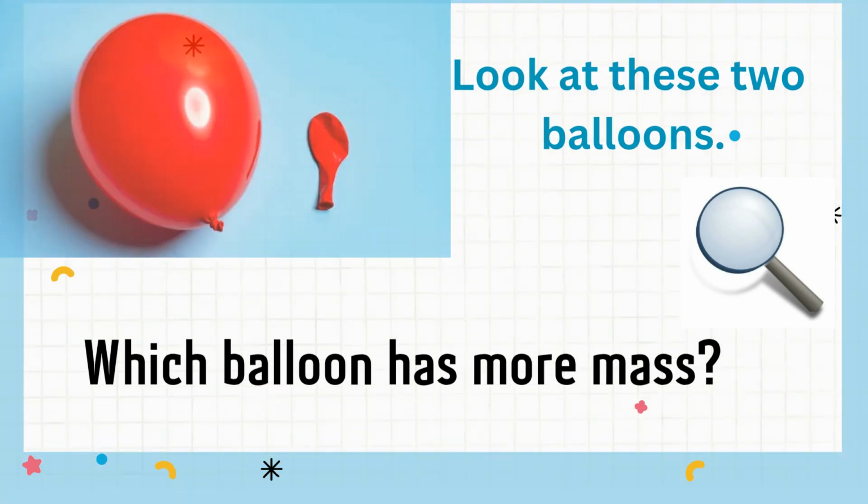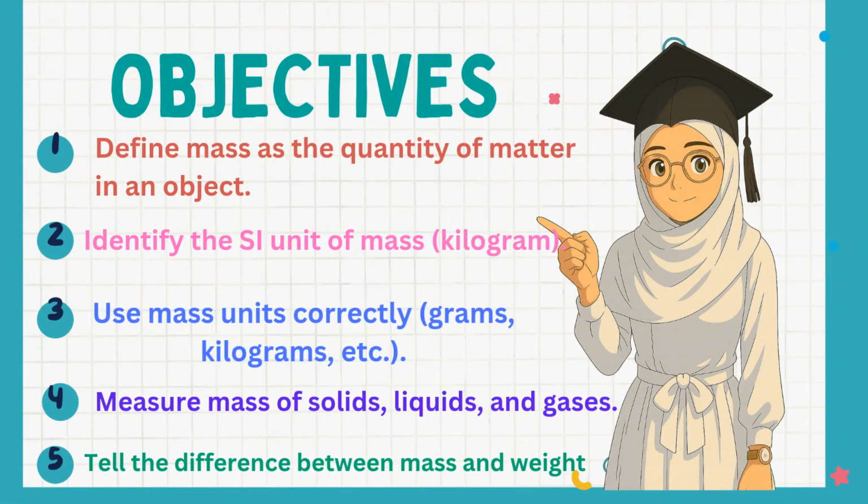Let's find out. By the end of this lesson, you will be able to: 1. Define mass. 2. Identify the SI unit of mass, which is kilograms. 3. Use mass units correctly. 4. Measure mass of solids, liquids, and gases. 5. Tell the difference between mass and weight.